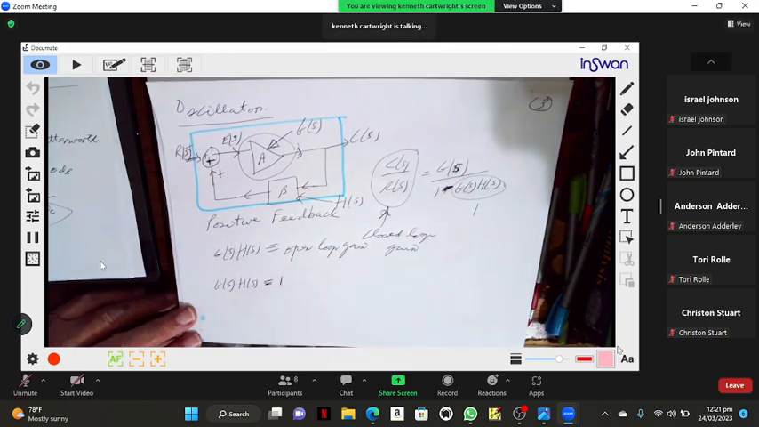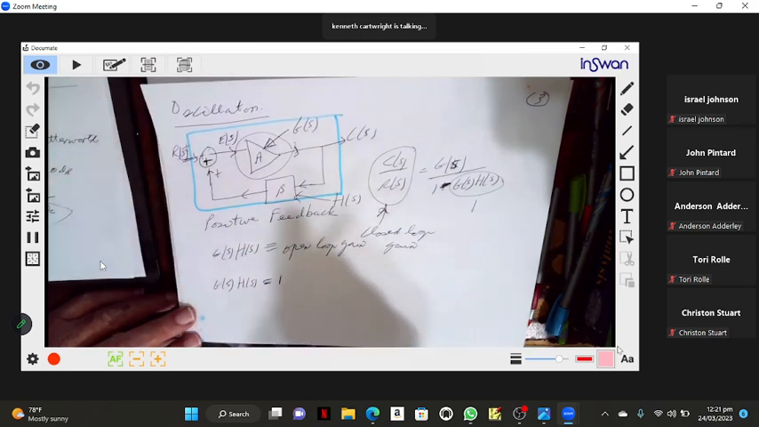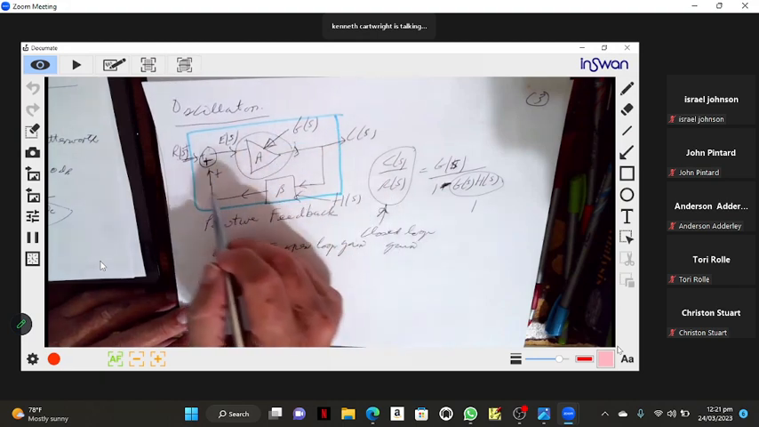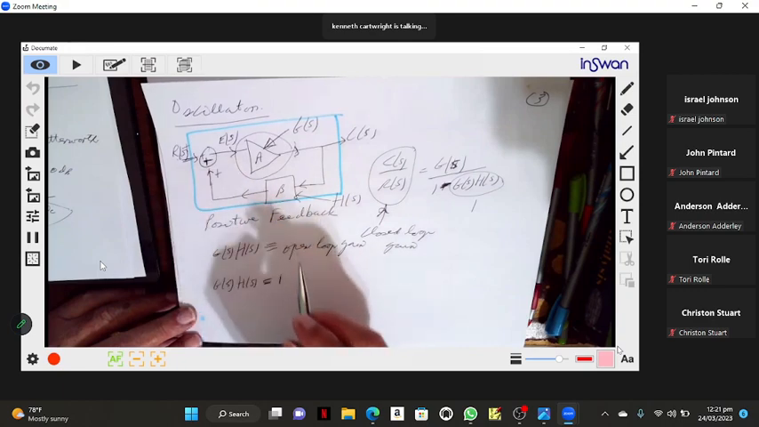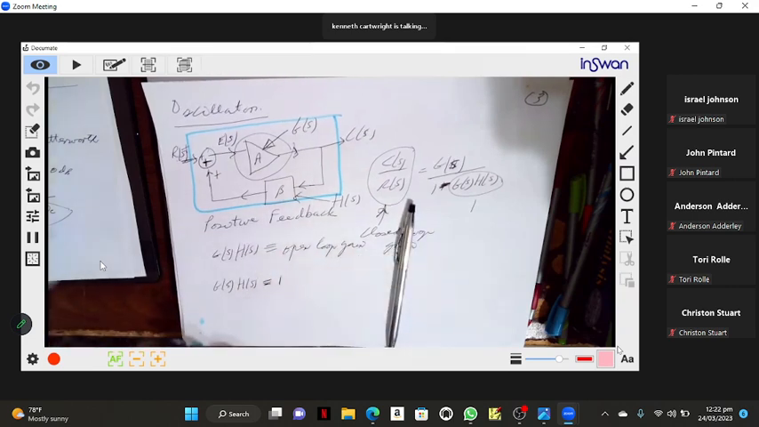What does it mean to have an infinite gain? It actually means you'll have an output even though there's no input. So in other words, this will oscillate. This will create a signal if you make the open loop gain, if you make G of S, or in my terminology, I think the book uses A and beta. Let me see if the book uses that.